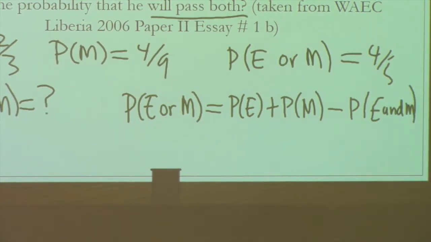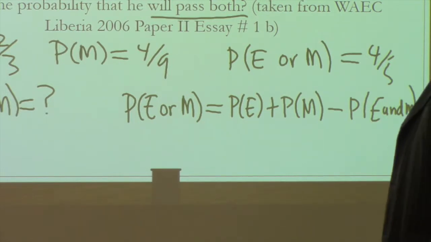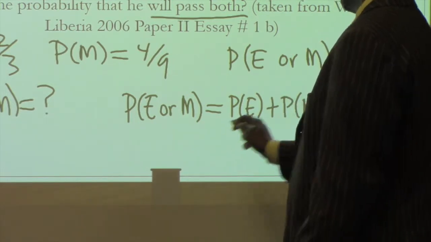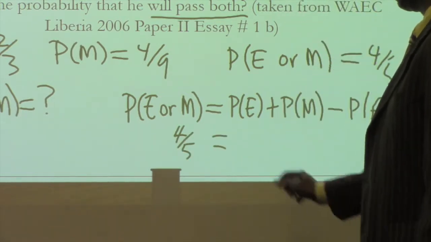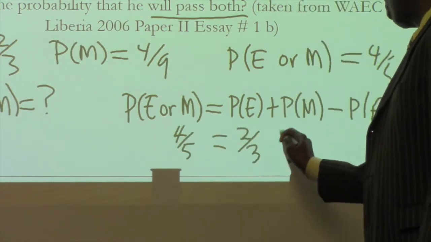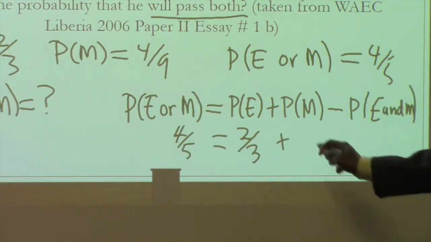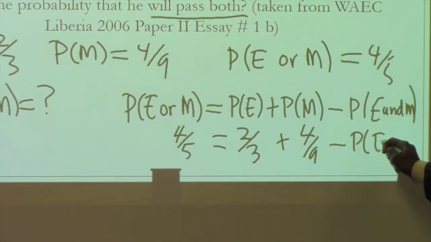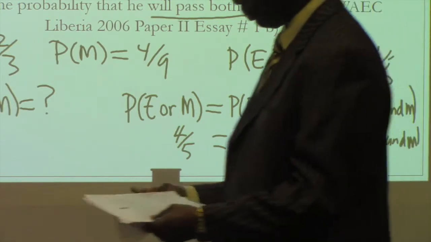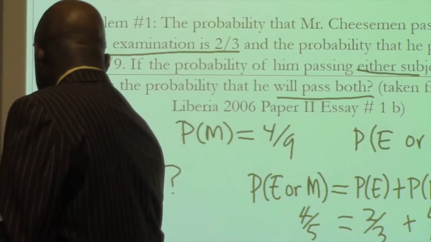So what we're going to do is substitute. The probability of E or M is basically 4/5, so we have 4/5 equals the probability of E, which is 2/3, plus the probability of M, which is 4/9, and what we want to know is what is missing. So we're going to do simple equation solving here, and then proceed to getting our answer. We're going to do that on the next page. So let's proceed there.